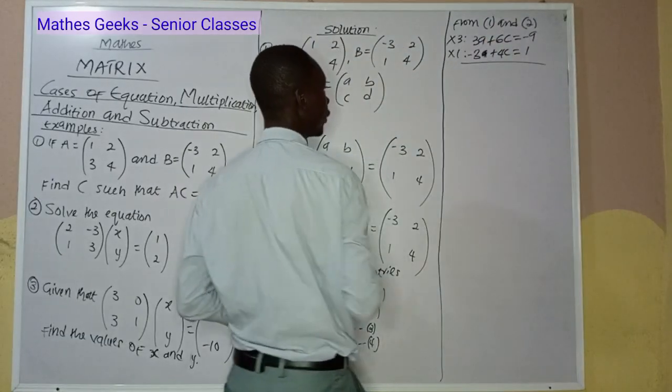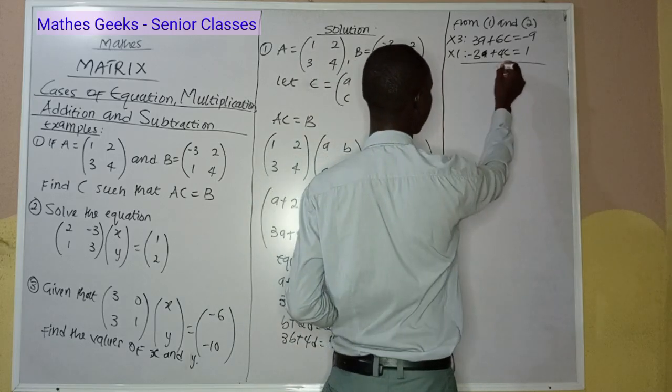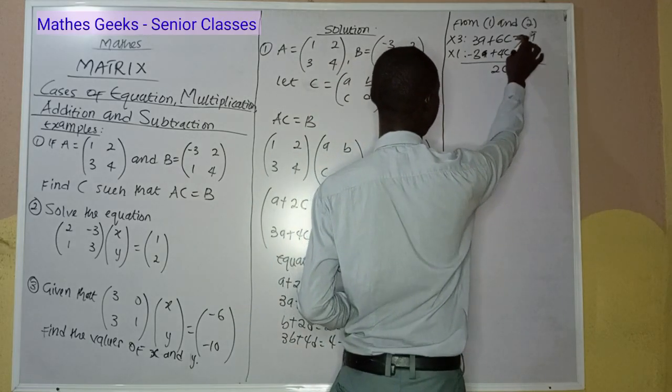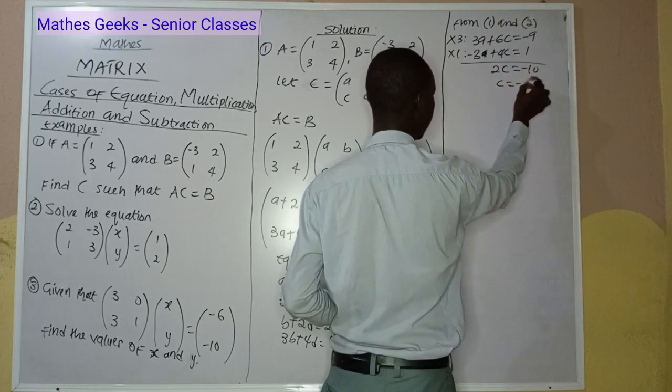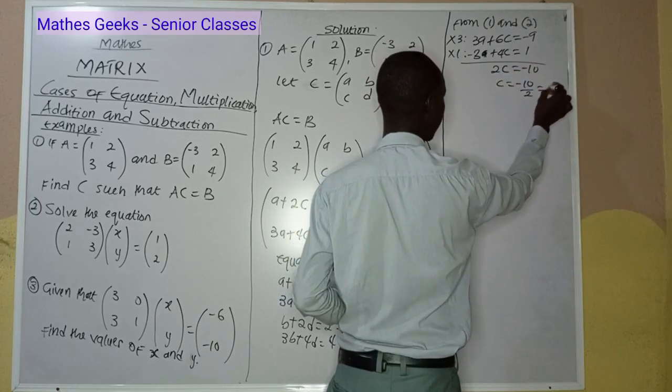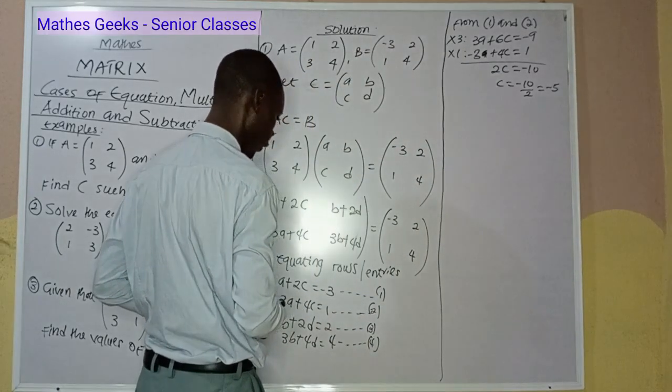So 3a minus 3a is equal to 0. 6c minus 4c is 2c. Minus 9 minus 1 is equal to minus 10. And c is equal to minus 10 over 2. C is minus 5.